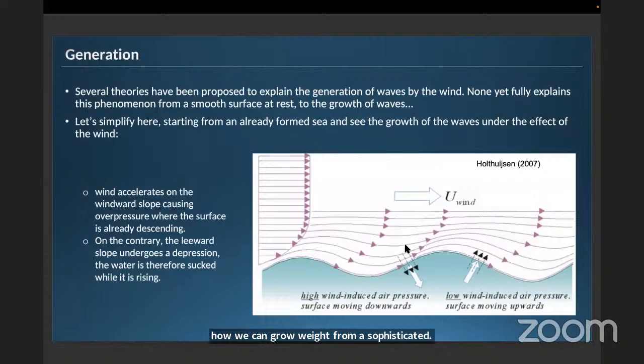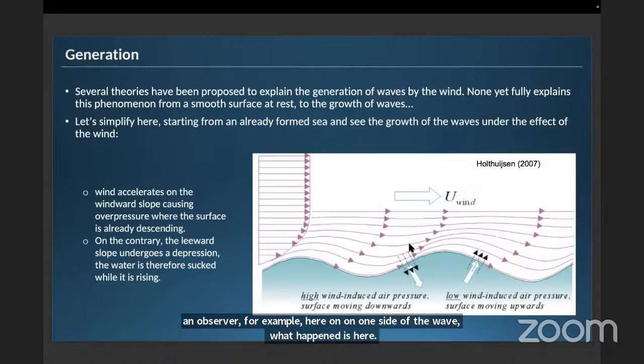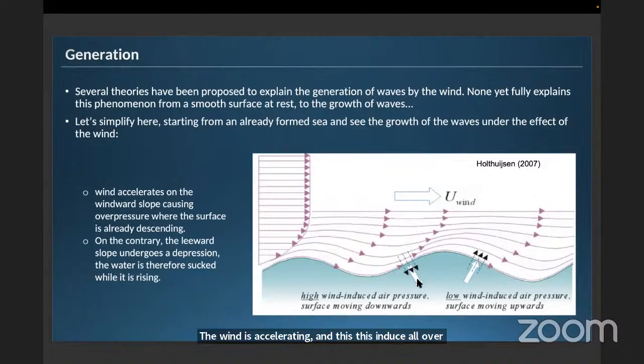The fact is, if you put an observer, for example, here on one side of the wave, what happens is the wind is accelerating here, and this induces an overpressure on the waves, which makes them descend. And if you have an observer here, you can imagine that as the wave is moving, the observer was first at the crest, and now it's descending toward the shore.